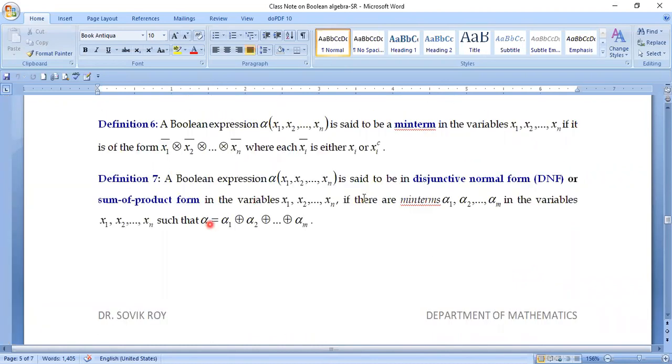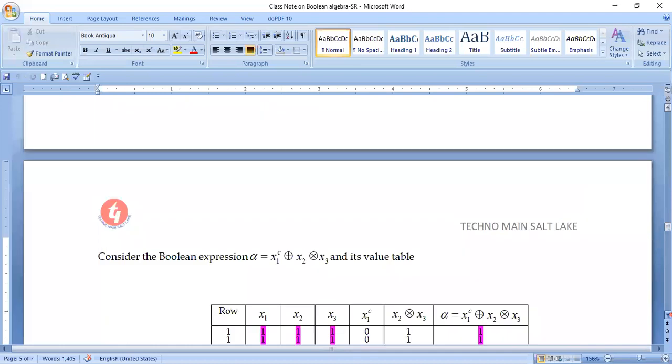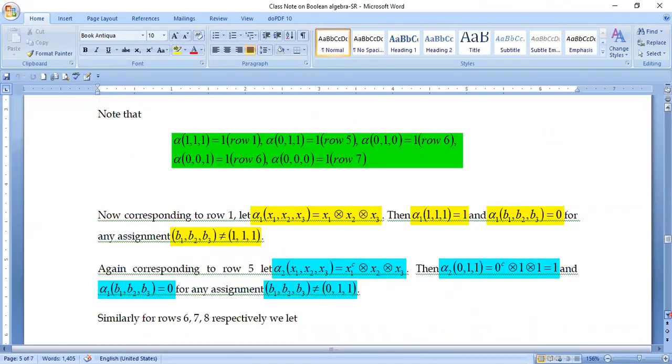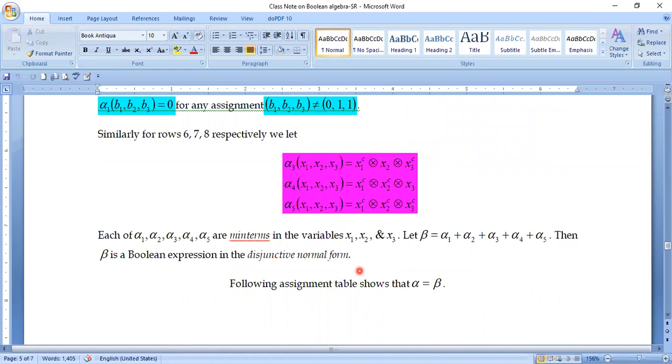Just see. Once we get the min terms, alpha 1, alpha 2, alpha m, m is different from n, then we have to consider their sum. Alpha 1 plus alpha 2 up to alpha m will be denoted by beta, and that is the requirement for disjunctive normal form. Okay, so after getting all our min terms from the example, we have taken the sum of these min terms and we have denoted this sum by beta. This Boolean expression beta is actually called the disjunctive normal form.